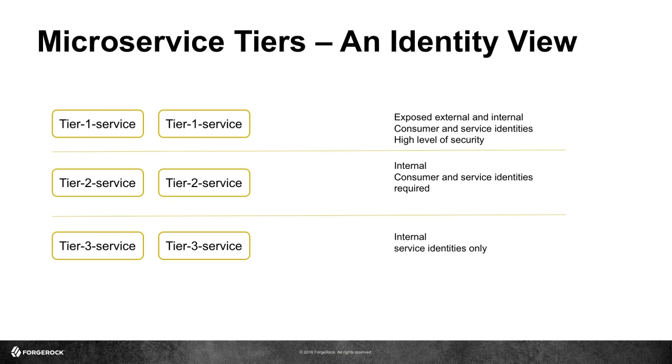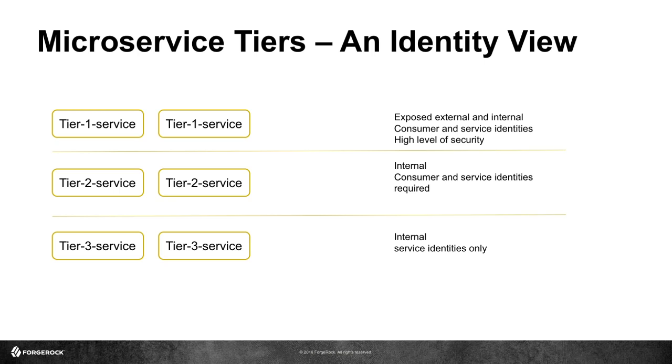They're exposed externally and internally, and they require consumer and service identities, and you need a higher level of security. So this layer of services is probably going to validate all the tokens. And at this layer you may choose to validate them with the server because you want a higher level of security. But as you move down the tiers, you may have internal only microservices that aren't exposed.